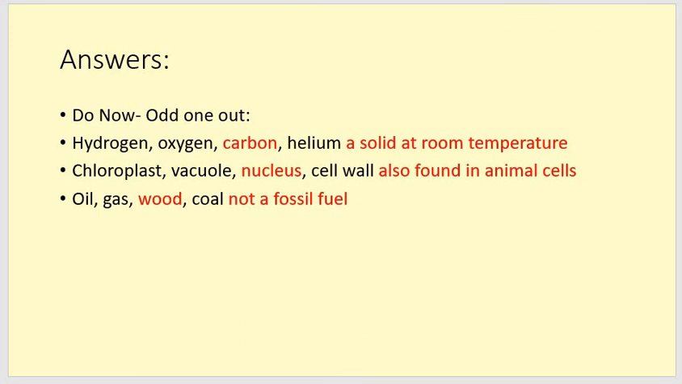Okay, so the answers are, the first line were all gases at room temperature apart from carbon, which is a solid at room temperature. Think about diamonds, think about coal. The next row were all organelles within cells. A nucleus is found in plant and animal cells. The other ones are all only found in plant cells.